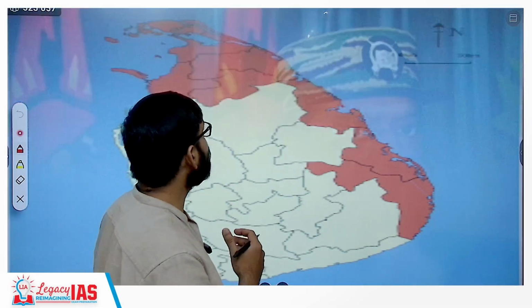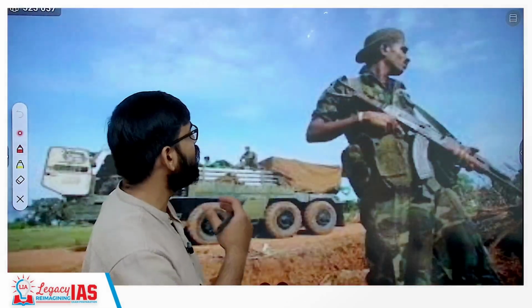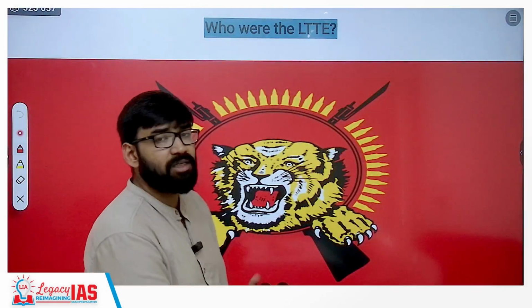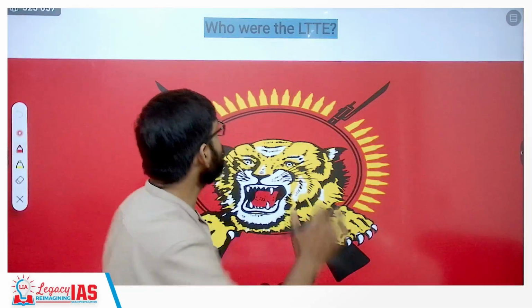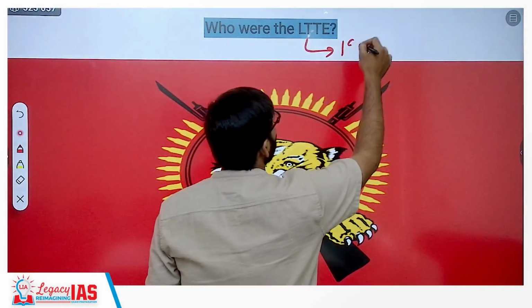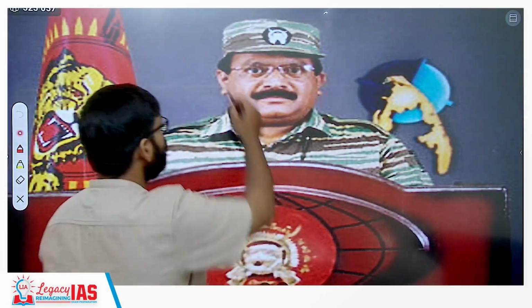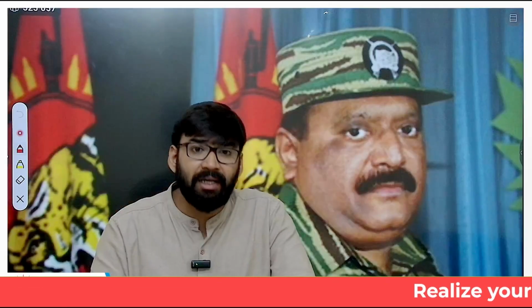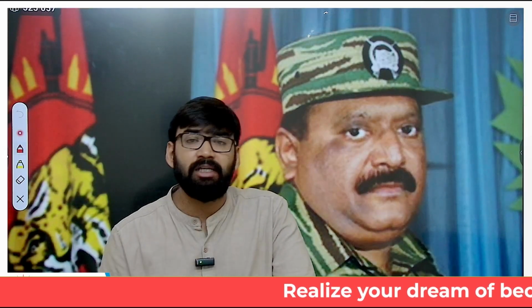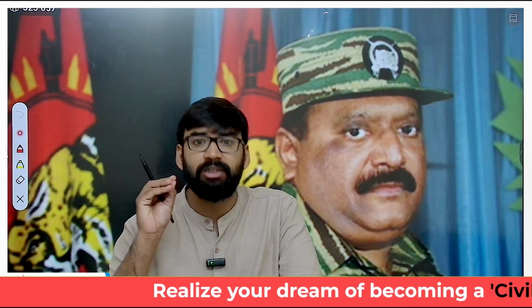Now, who were these LTTE? LTTE means Liberation Tigers of Tamil Eelam, and it was formed in 1976 by Velupillai Prabhakaran. By the early 1980s, the LTTE had become the strongest Tamil militant group.